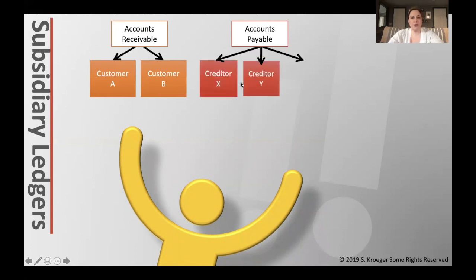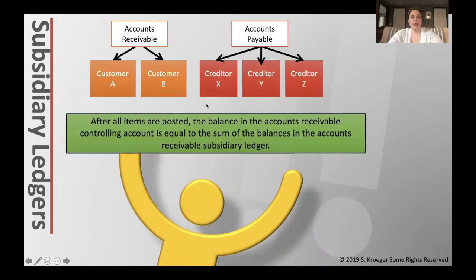Same thing is true for the accounts payable ledger. We have different creditors who we owe money to. We'll be putting in their balances all month long, and then at the end of the month, we'll update the main control account.